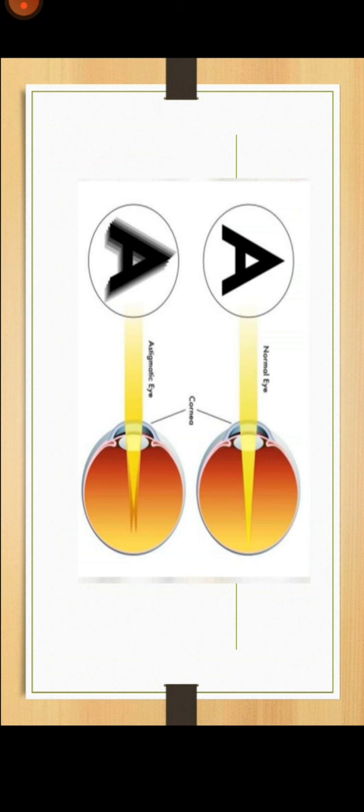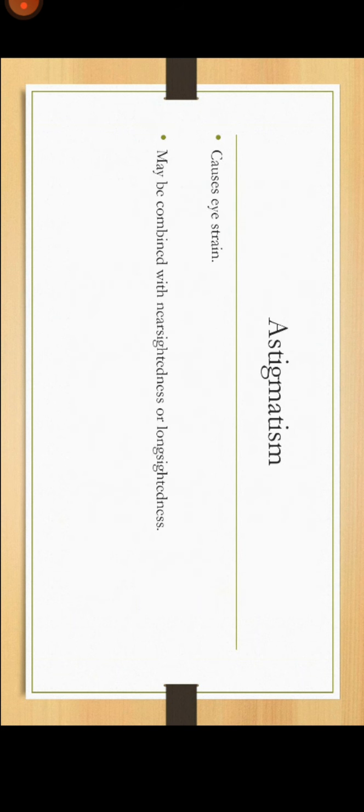You can see that the focus point is more than one in the second image. Then astigmatism causes severe strain to the eyeball, also combined with nearsightedness or long-sightedness. The images may be falling in front of or behind the retina. That is nearsightedness or long-sightedness. That is, it may be associated with myopia or hypermetropia. Then we call it myopic astigmatism or hypermetropic astigmatism.